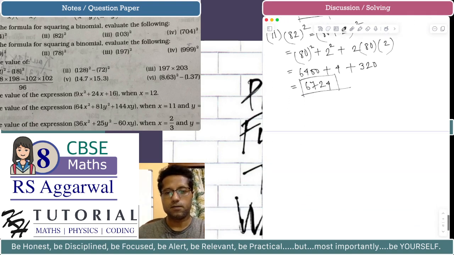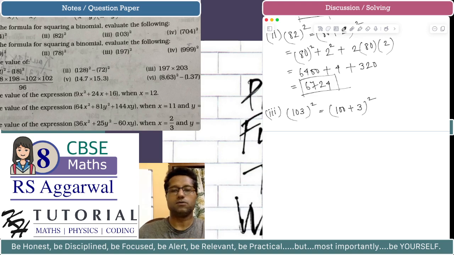Let's see part number 3, which is the square of 103. Now clearly I will write 103 as 100 plus 3 whole square. So it is now in the form a plus b whole square. The idea is to split the given number as a plus b or a minus b, such that either a or b has ending 0, and one of a and b is a single digit number.